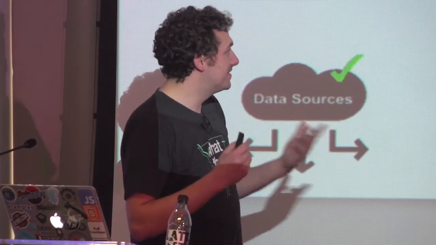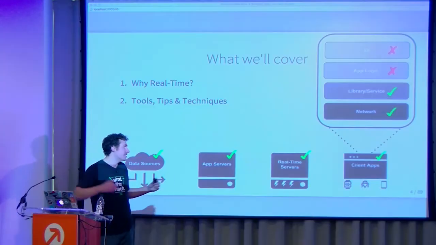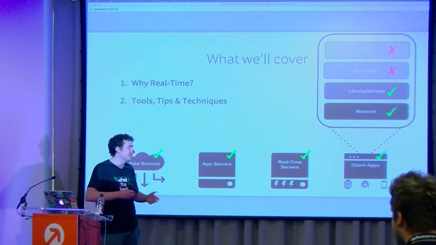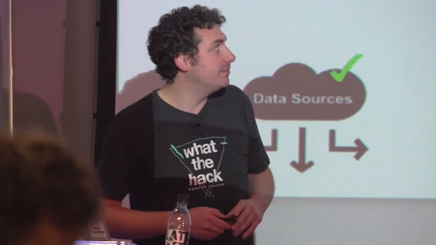So I want to cover why real-time, and I also want to cover those tools, tips, and techniques. I'm going to work my way through your real-time stack, from sources of data through app servers and real-time servers, which might be the same thing, and then your client application, with a bit of a breakdown in terms of thinking about networks and the libraries you're using, probably associated with your real-time server. I'm going to touch on application logic a little bit. I'm not going to talk about UI. If you're interested in UI performance, then you should probably be in the Angular track.